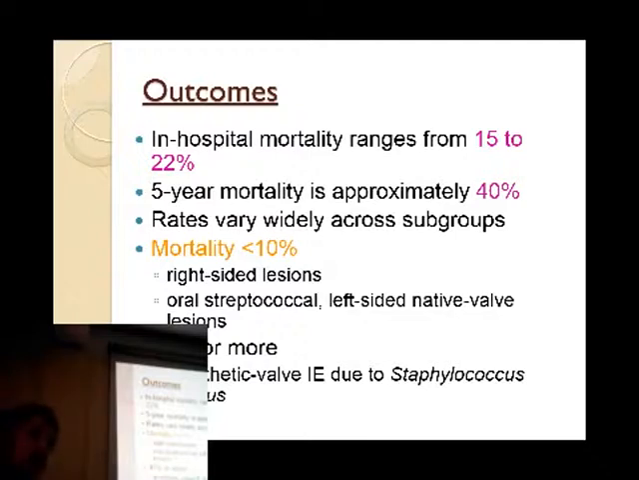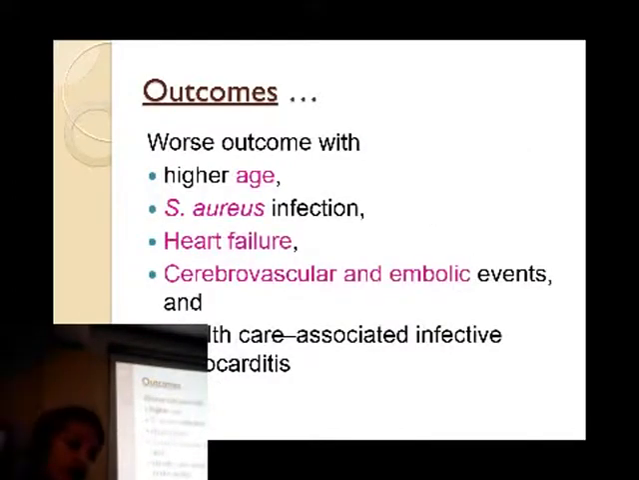A more disastrous outcome will be encountered if the infective endocarditis is on a prosthetic valve and if it is associated with Staphylococcus aureus. In general, these are the situations where we encounter a worse outcome: higher age, Staph aureus infection, coexisting heart failure, complications such as cerebrovascular accidents or any other embolic event, or if it is a healthcare associated infection.